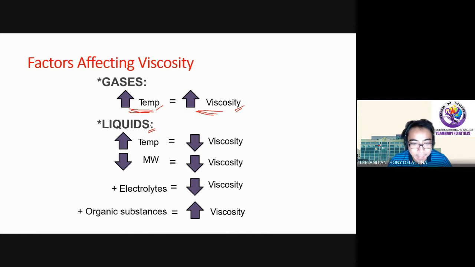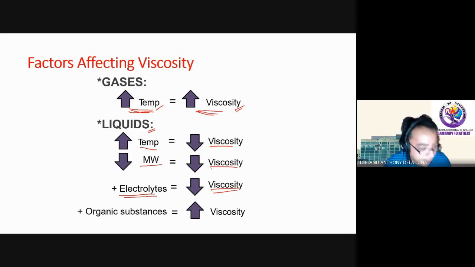So anyway, for liquids, if you increase temperature, nababawasan yung viscosity, which is true, right? Mas nagiging less viscous ang liquids natin kapag pinapainitan natin. And then class, a lesser molecular weight would indicate lesser viscosity for your liquids. Now, addition of electrolytes, class, say for example, nag-add ka ng electrolytes sa inyong liquid, ang tendency, it tends to reduce the viscosity.